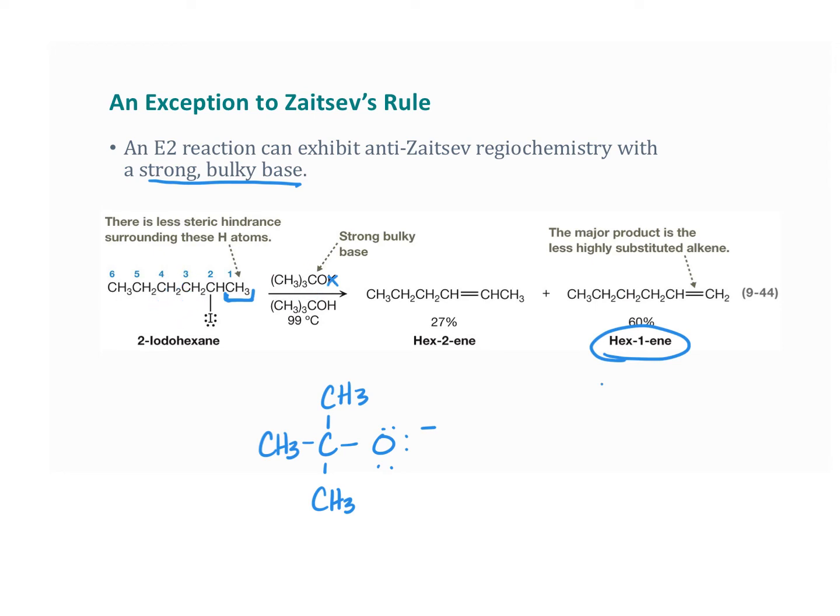And so a lot of times this is called the anti-Zaitsev product. One of the other things I want to point out that you're going to see is a lot of times when you have a strong base like this, you'll notice that the conjugate acid, particularly if it's an alcohol, is used as the solvent. So that's just something to be aware of. So you'll see that as the solvent there.